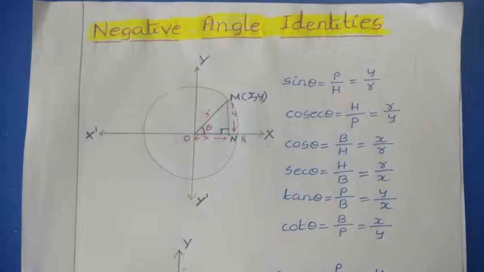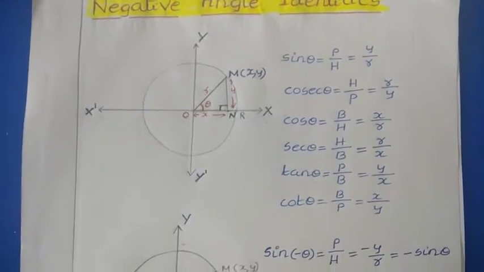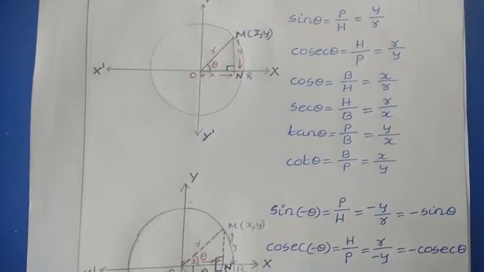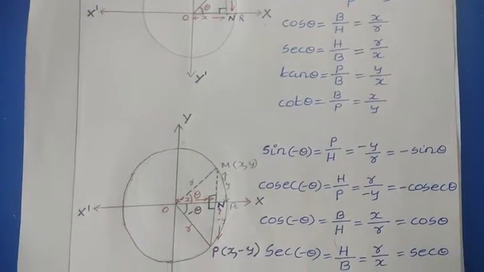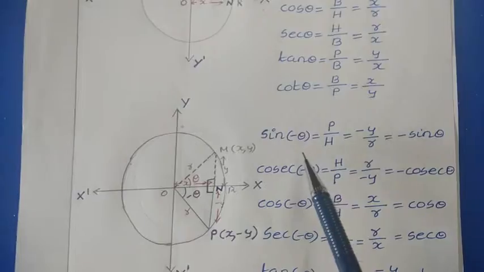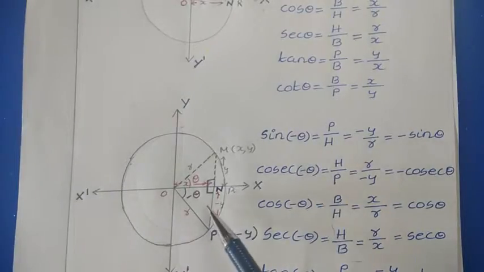Now let us find out the same angle with negative identities. So here I am considering the same circle. See, I am making slight changes here. Now we are referring to minus theta. Minus theta means you need to consider the opposite direction.